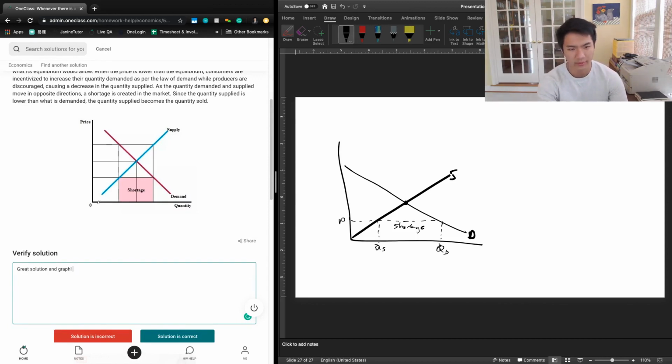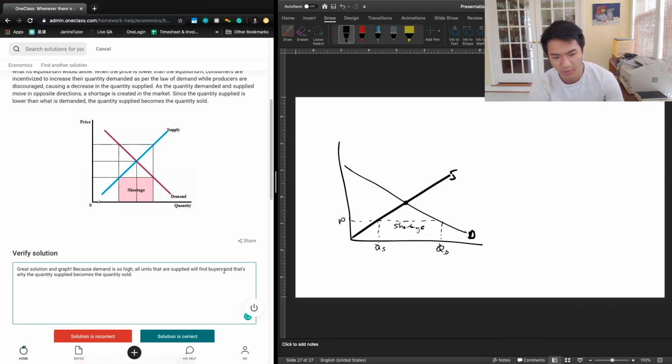And I just want to clarify that it doesn't seem really clear at the end what they mean by, since the quantity supplied is lower than what is demanded, the quantity supplied becomes the quantity sold. So we can say that because demand is so high, all units that are supplied will find buyers, and that's why the quantity supplied becomes the quantity sold.